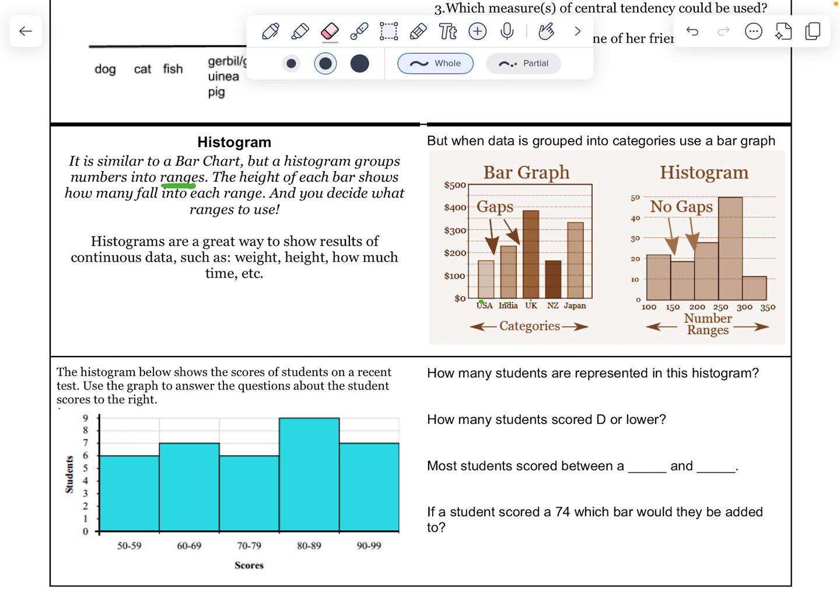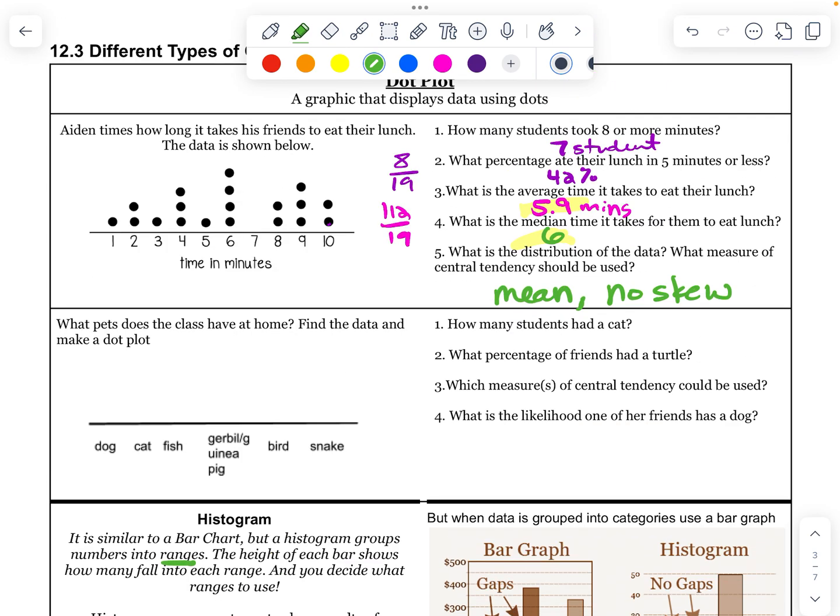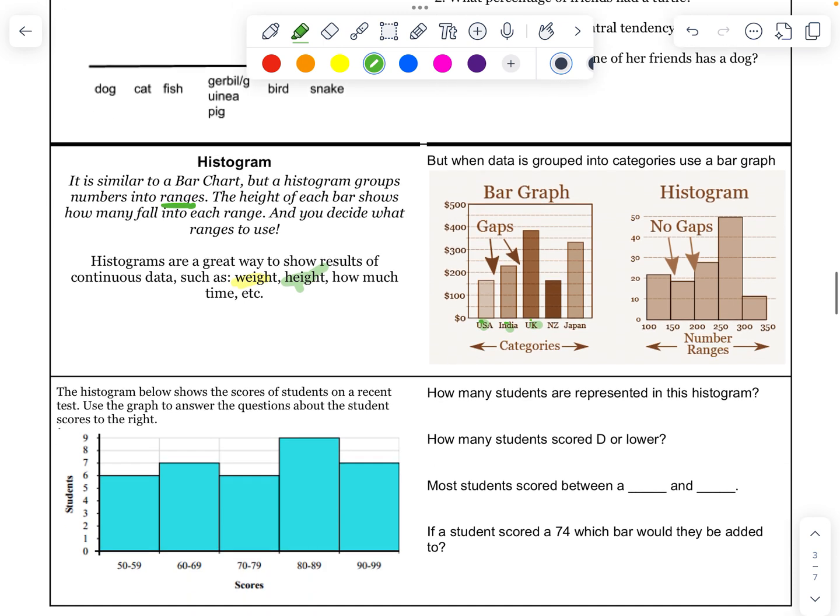They're great to show results of continuous data, right? So like how many people weigh between this and this? How many people are between these 2 heights? Like when just categories isn't as helpful and you don't really care about how many people weigh 151 and how many people weigh 152. Like you want the range.